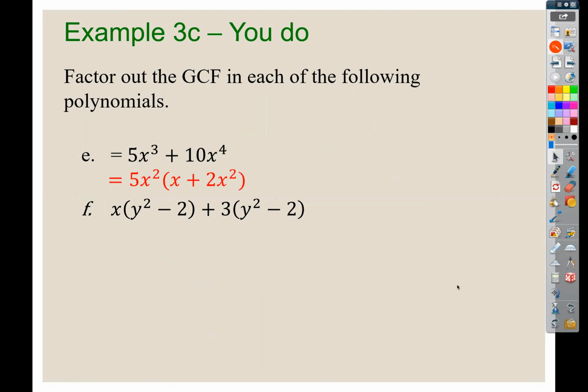And your answer for the first one and the second one. So let me know if you need help with those.